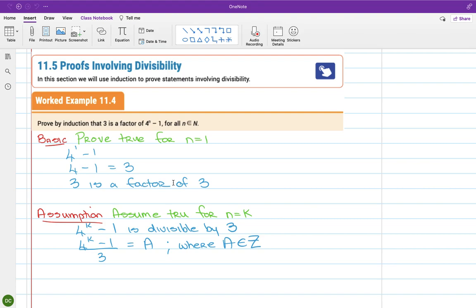And then if we rearrange this, I multiplied both sides by 3. So we get that.